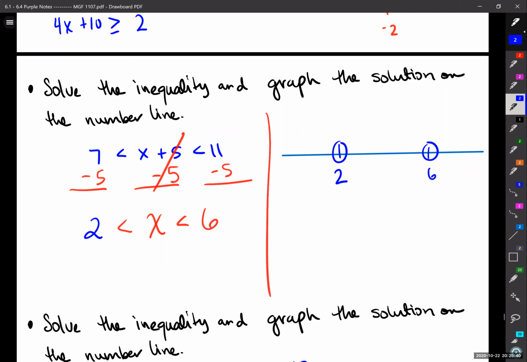We want to be between 2 and 6. So that would be this middle section.